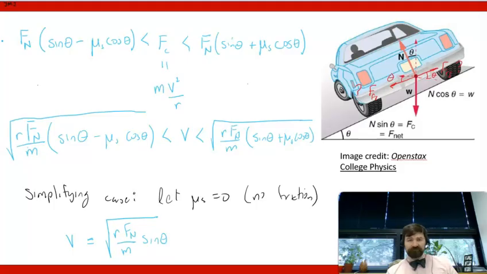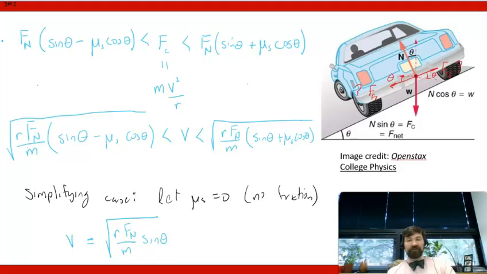Okay? Because these two sides of the less than and the greater than both end up having a 0 for this term, and so they both have the same value, and that means that v must be exactly equal to this value for the car to go around with no friction and stay at the same level.